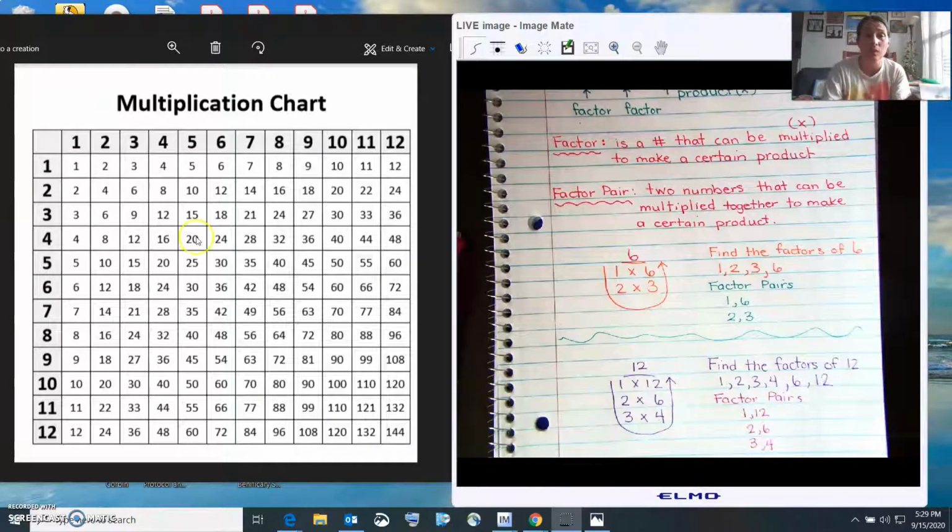We're also going to be using our multiplication chart. If you know your multiplication and your times table, you're not going to need the chart as much. It's for those of us that are still practicing and learning them. This helps us not miss any numbers.